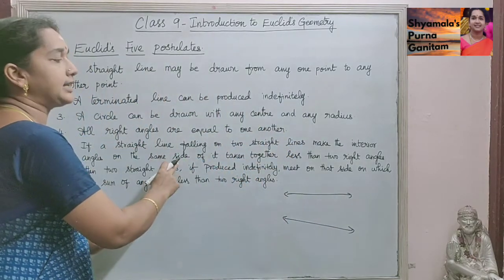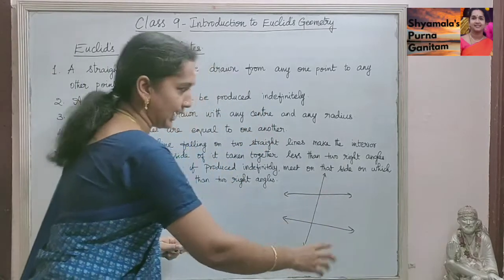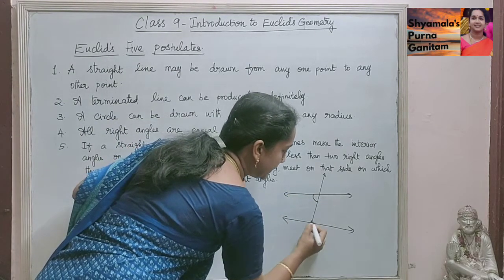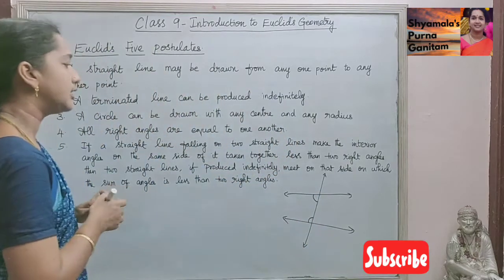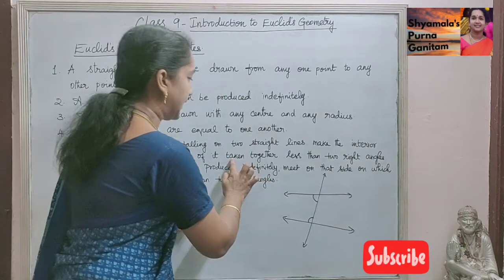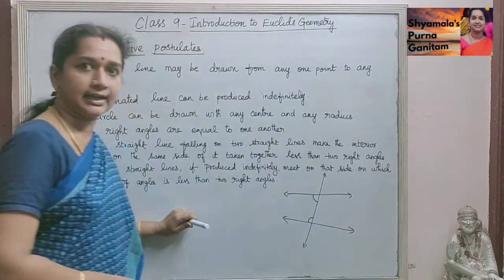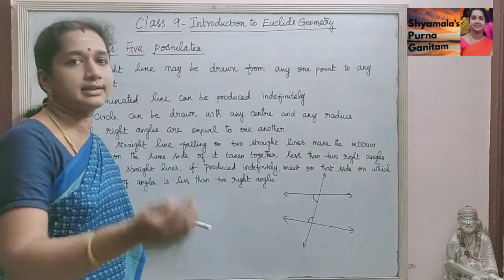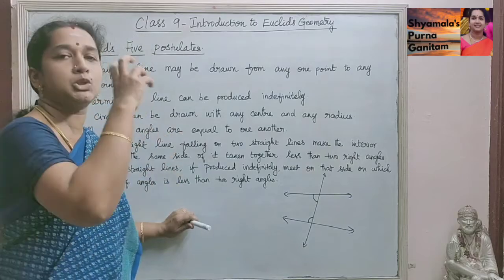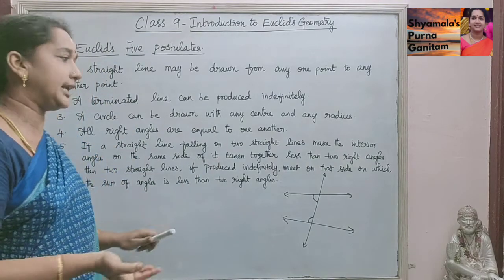Okay. One straight line is falling on two straight lines and makes the interior angles on the same side of it. Taken together means if we find the sum of both the angles, it is less than two right angles. A right angle is 90 degrees, two right angles is 180 degrees. So when we find the sum of these two angles together, it will be less than two right angles, less than 180 degrees.